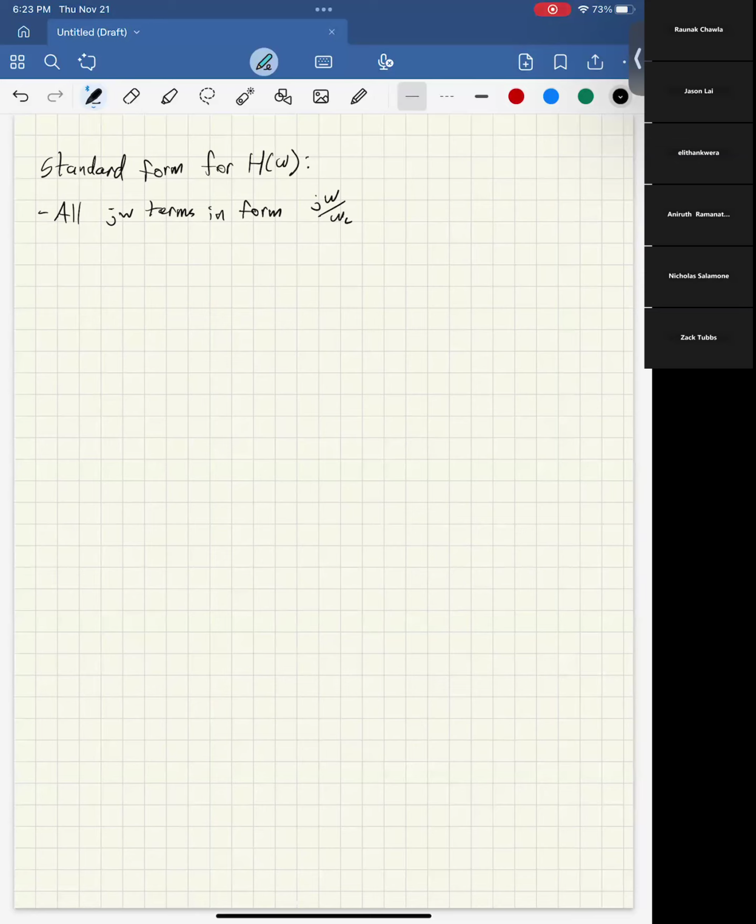Or it would actually be a better way to write that, more accurate to the class, would be j omega over omega c, and all real components of terms are 1, and all other coefficients factored out. Again, I'll get to this in examples.